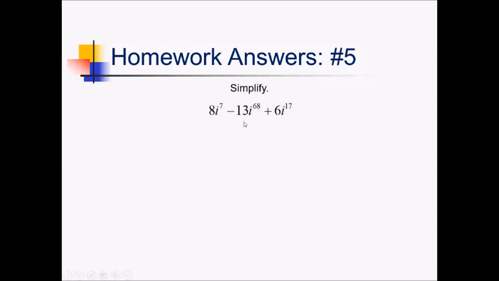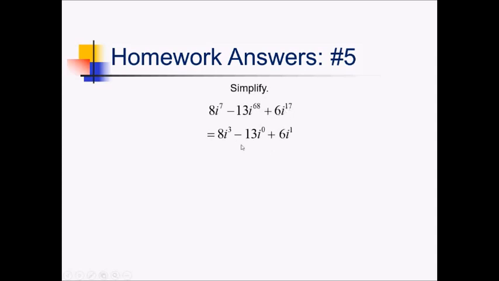For this problem, before I can add or subtract these together, I have to simplify all the powers of i to get either a real number or something with just i to the first power. To do that, I just have to figure out where in the cycle of 4 each of these exponents is. If we take 7 and divide it by 4, we get a remainder of 3. So this is really equivalent to 8i cubed. For the next one, 68 divided by 4, that's actually a remainder of 0. So this is really equivalent to -13i to the 0. And then 17 divided by 4 gives a remainder of 1. So this is really 6i to the 1.